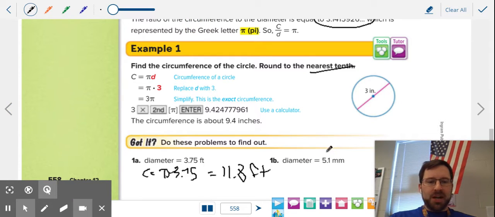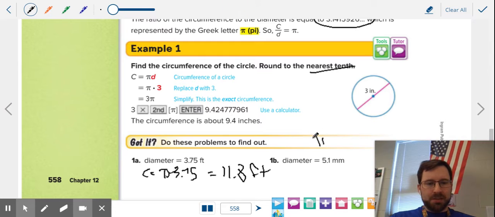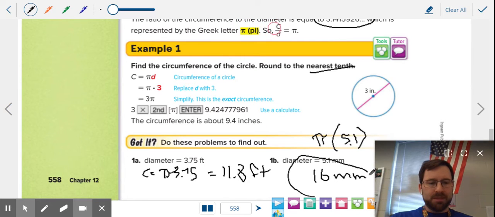All right, next up, we have a diameter of 5.1. Same basic principle. You're going to do pi times 5.1, and you get 16. It actually rounds away the 0.2, so to the nearest tenth it's just 16.